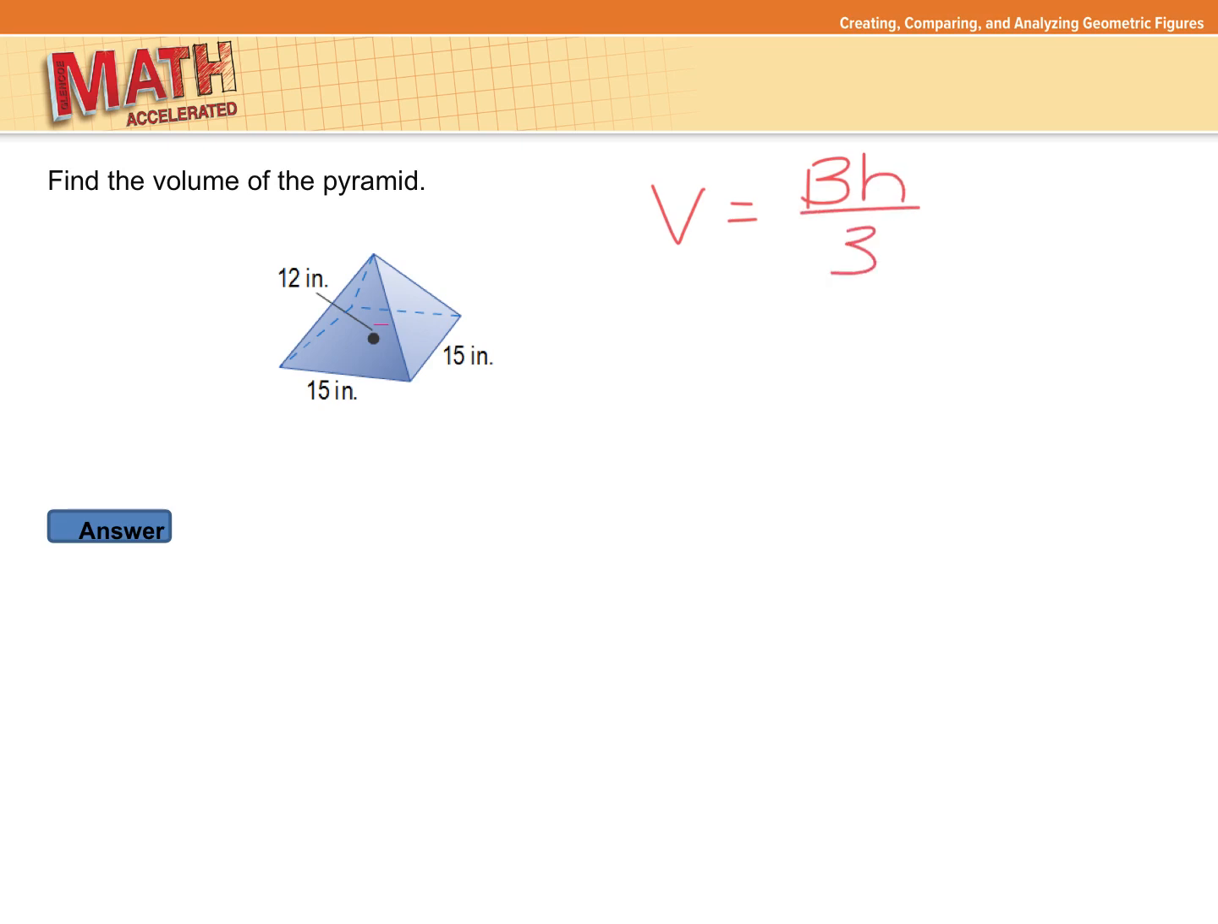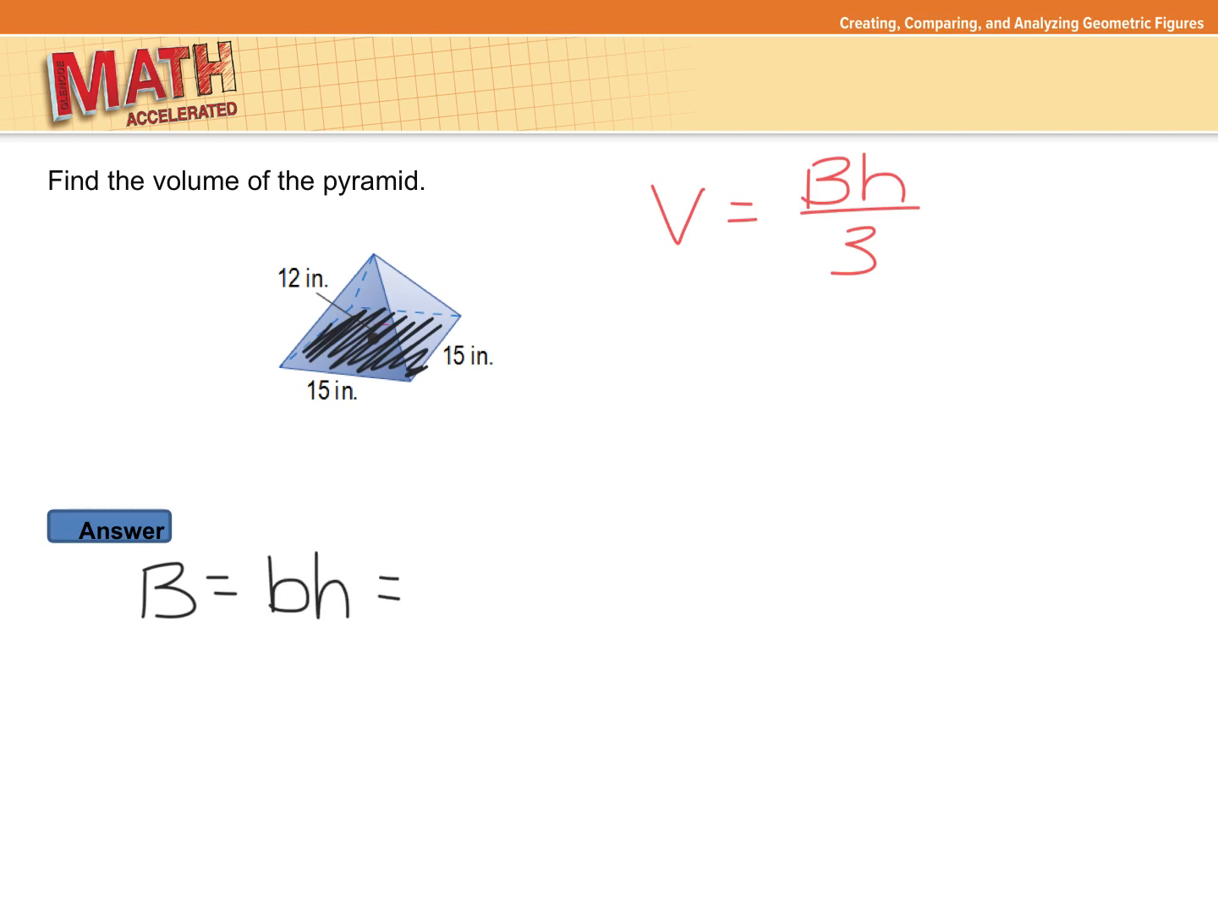So we need to find capital B. What is my base shape? 15 by 15 by 15 by 12. Square. So shade your base shape. Okay. We want to find the area of that base shape. How do I find the area of a rectangle or a square? Base times height.